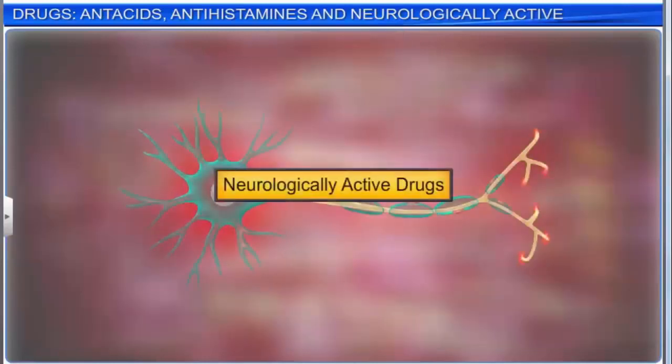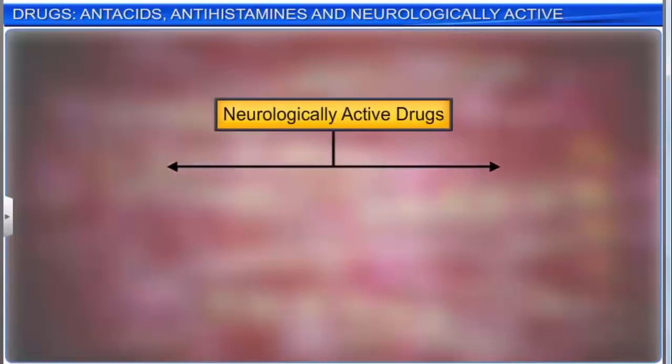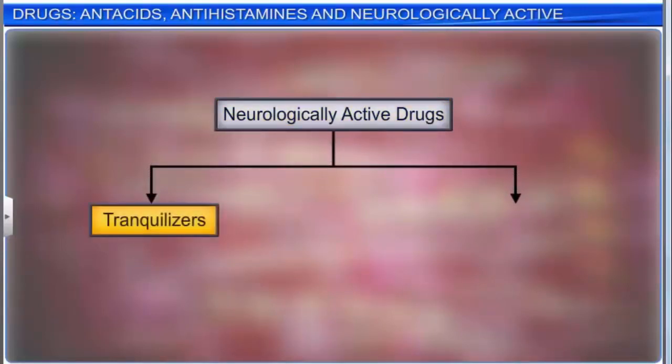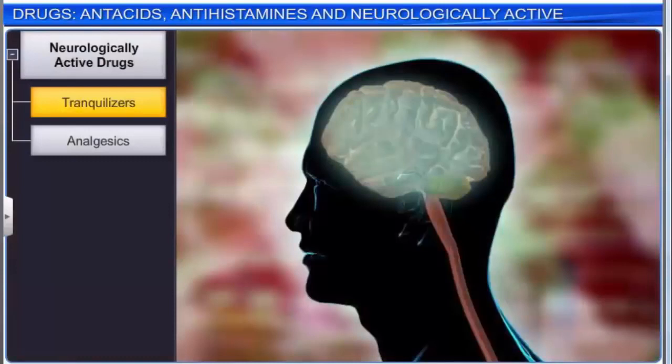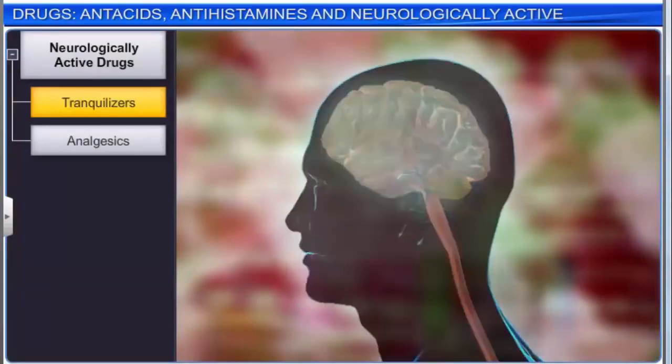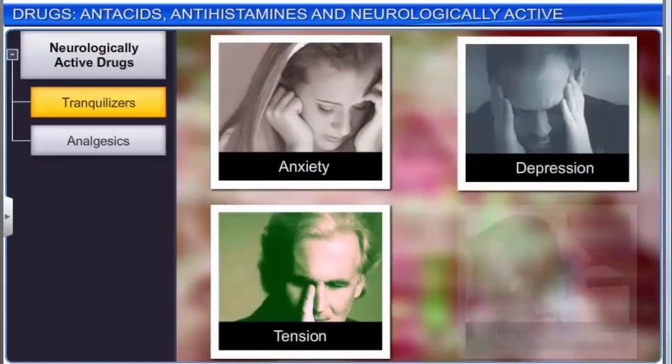The next class of drugs is neurologically active drugs. Neurologically active drugs affect the message transfer mechanism between the nerves and the receptors. Neurologically active drugs are commonly classified as tranquilizers and analgesics. A tranquilizer is a drug that acts on the central nervous system. They are prescribed by doctors to treat anxiety, depression, tension, and sleeping disorders.